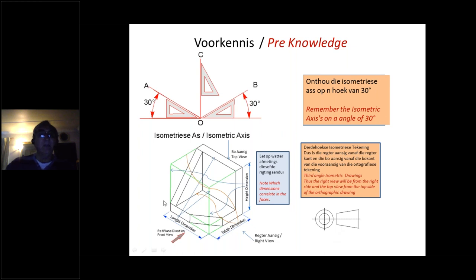With isometric drawing, and third angle isometric, there will be a reference plane direction. That reference plane direction will be the front view. Then you know that this will be the right hand side. You'll have a top view, that you see from the top. Of course, the left view now is obscured from your vision. The back view is obscured from your vision, and as well the bottom view is obscured from your vision.